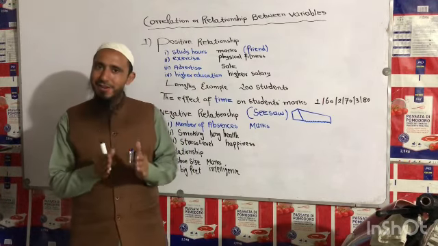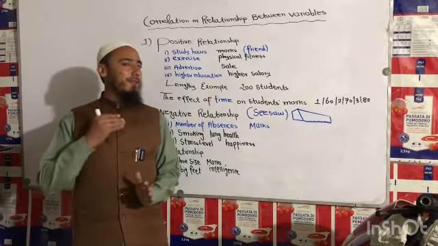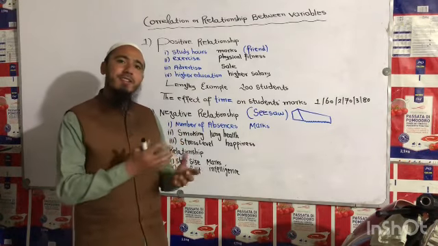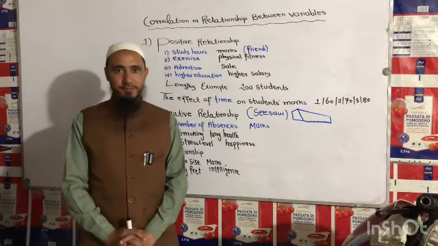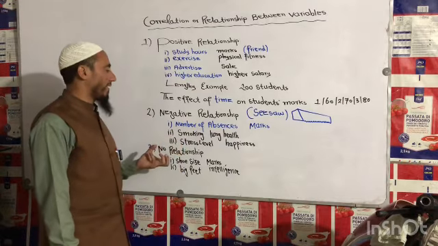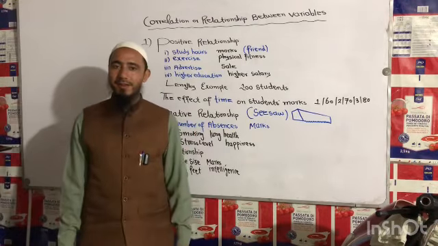So a negative relationship between two variables means that if one variable or one factor increases, another will decrease. And it will be clear from these interesting examples.